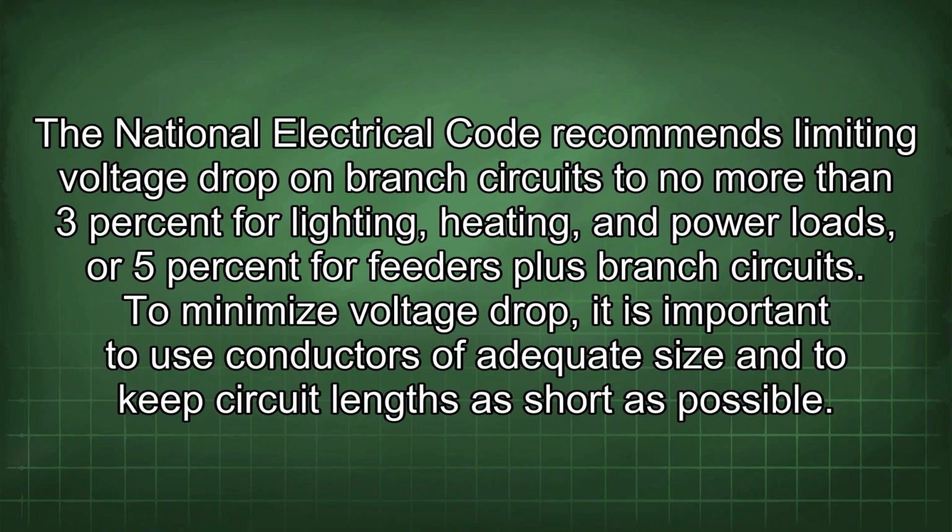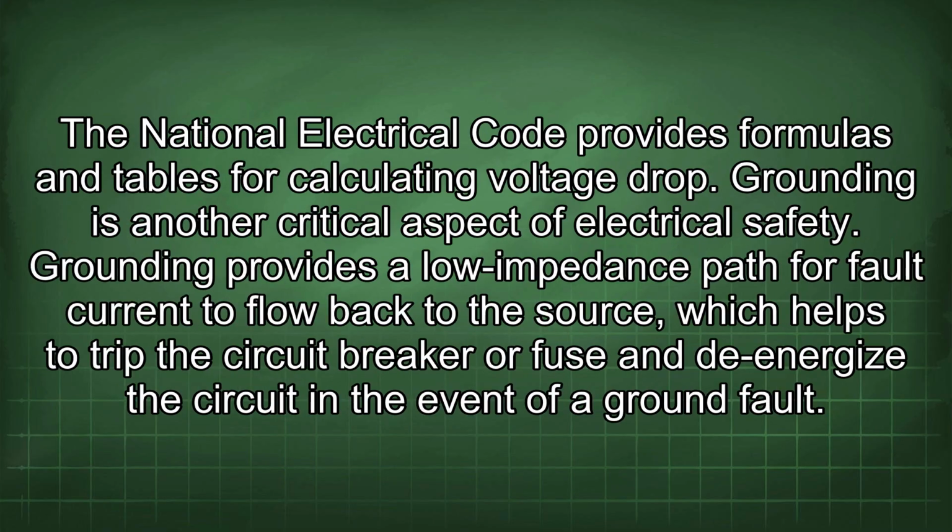The National Electrical Code recommends limiting voltage drop on branch circuits to no more than 3% for lighting, heating, and power loads, or 5% for feeders plus branch circuits. To minimize voltage drop, it is important to use conductors of adequate size and to keep circuit lengths as short as possible. The National Electrical Code provides formulas and tables for calculating voltage drop.